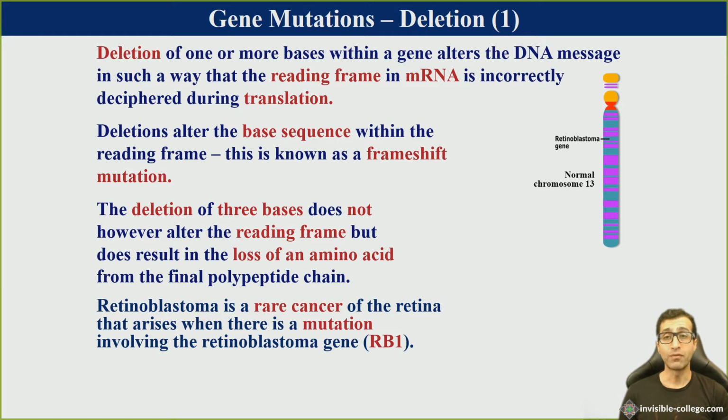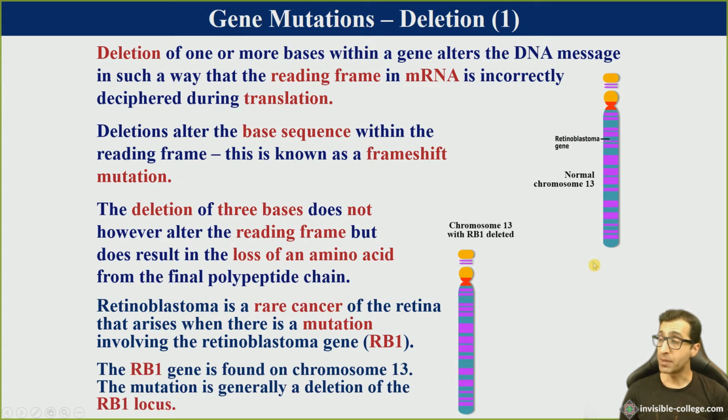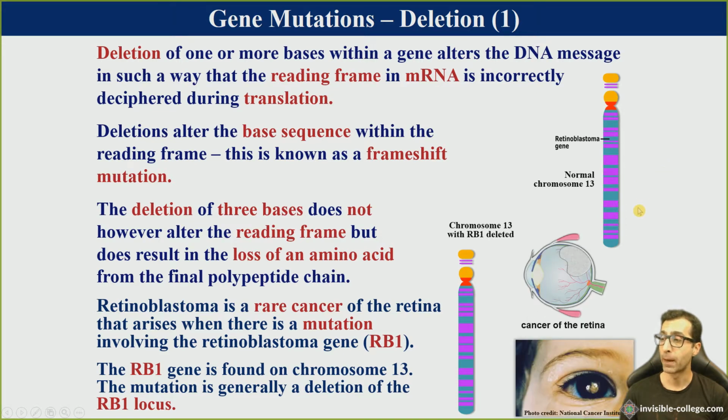So an example of a condition where this is involved is a type of cancer called retinoblastoma, which is a very rare type of cancer of the retina, and this arises as a result of a mutation in the retinoblastoma gene. So the RB1 gene is found in chromosome 13, and the mutation is generally a deletion of the RB1 locus within that chromosome.